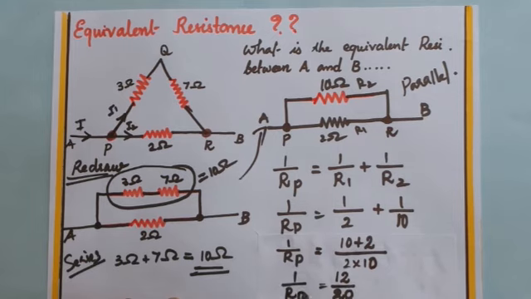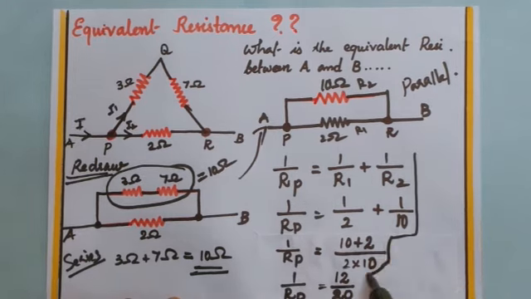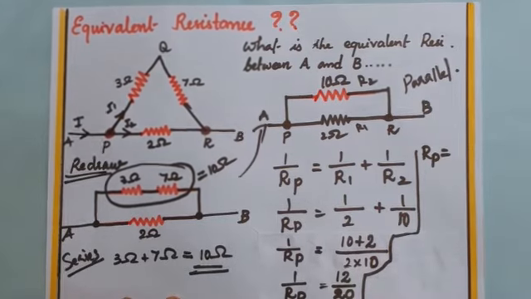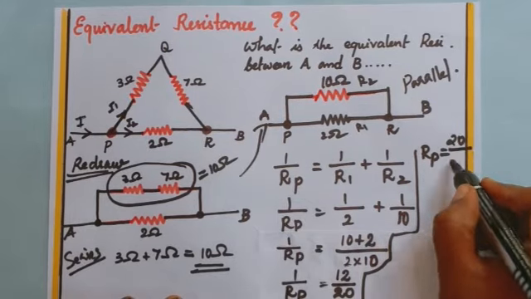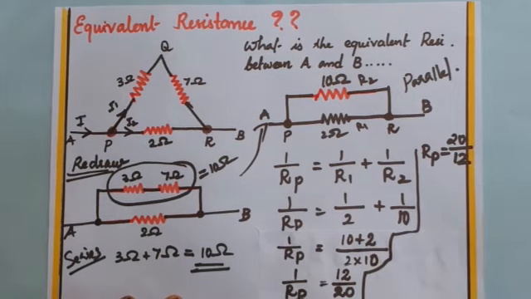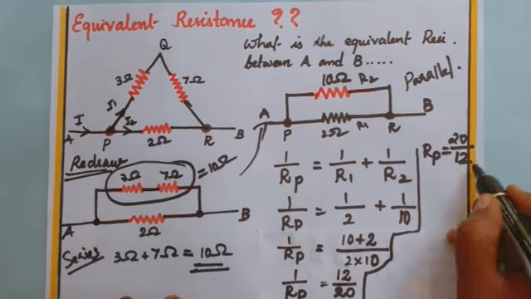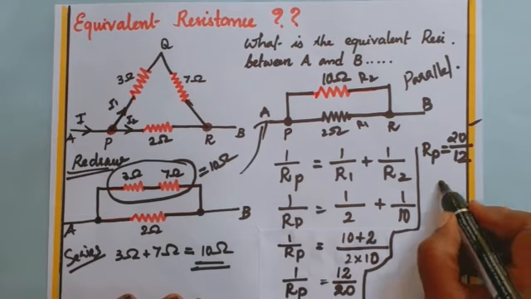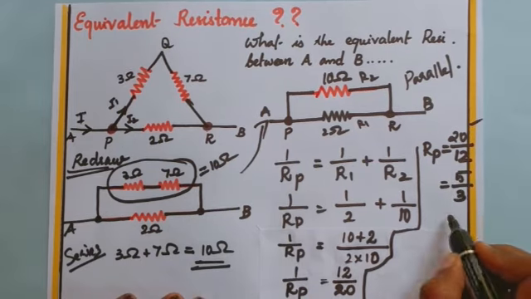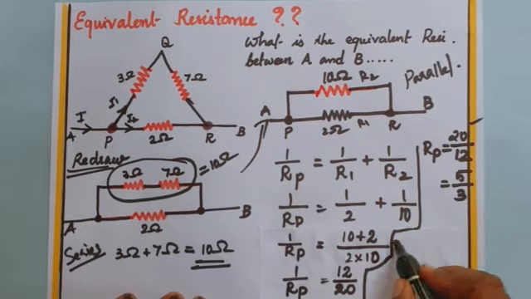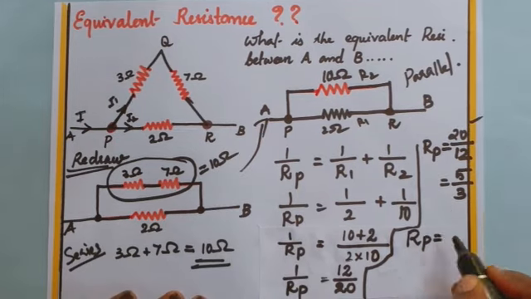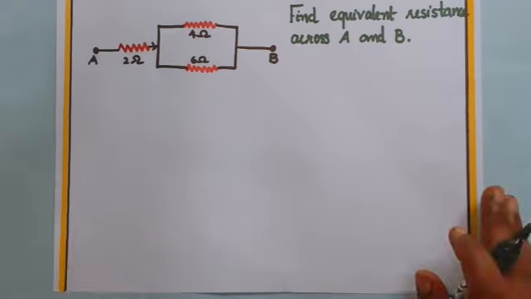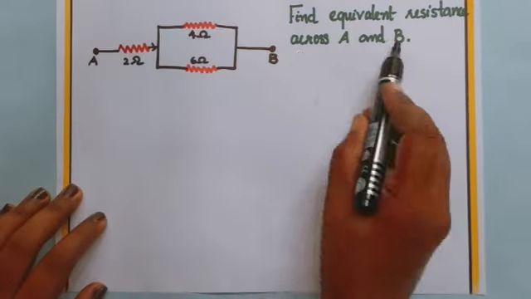Then we have to take the reciprocal. Rp = 20/12. It's very important, just concentrate on that. Always we have to take the reciprocal. Rp = 20/12. So we will get 5/3 ohm. So the equivalent resistance Rp = 5/3 ohm. This is the equivalent resistance in between A and B.